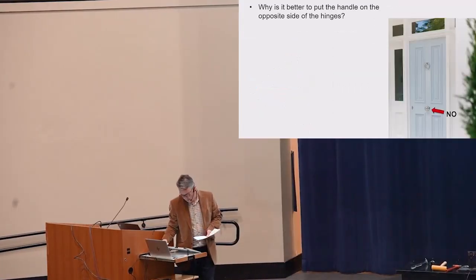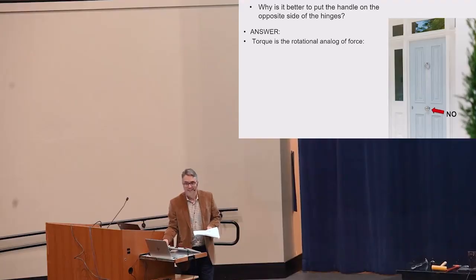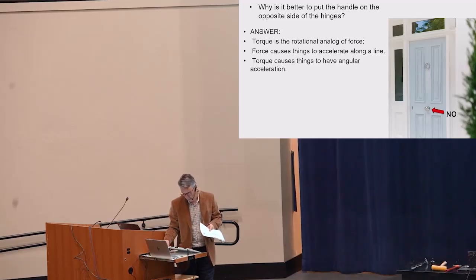Another way of putting it, another question: why is it better to put the handle on the opposite side of the hinges? So this is a nice little symmetric door that someone has invented where they put the doorknob right in the middle. So as a physicist, I find this a little offensive. You don't do that, okay? You put it as far as you can away from the hinge. So force causes things to accelerate along a line. Torque is kind of the rotational analog of force.